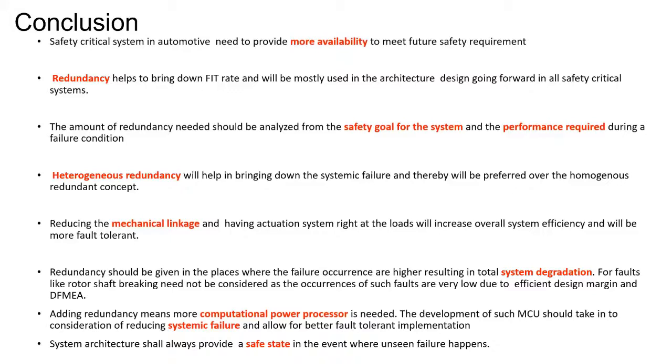Redundancy should be given in places where the failure occurrence is higher, resulting in total system degradation. Faults like rotor shaft breaking need not be considered, as the occurrence of such faults is very low due to efficient design margin and DFMEA. Adding redundancy means more computational power in the processor is needed. The development of such MCUs should take into consideration reducing systemic failures. System architecture shall always provide a safe state in the event that unseen failures also happen.